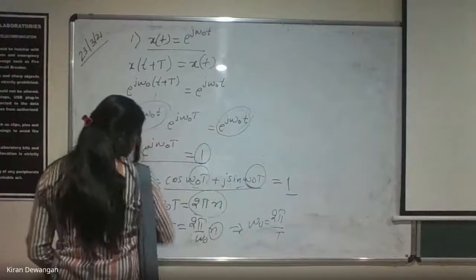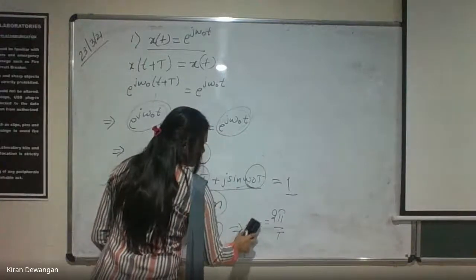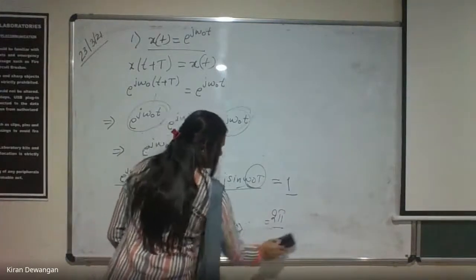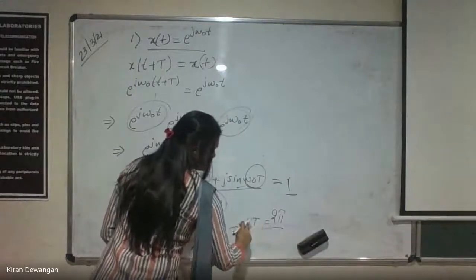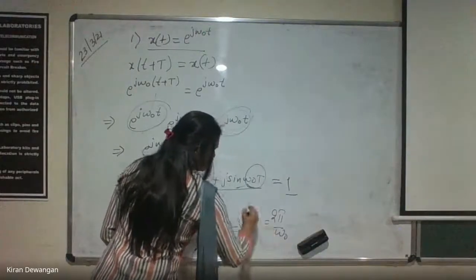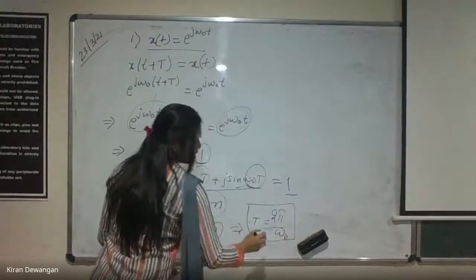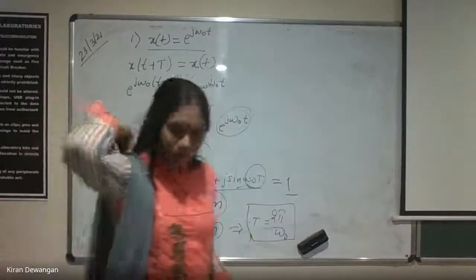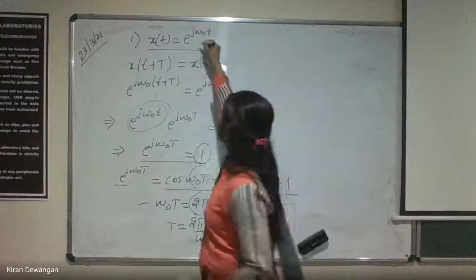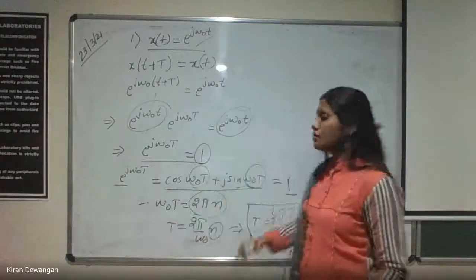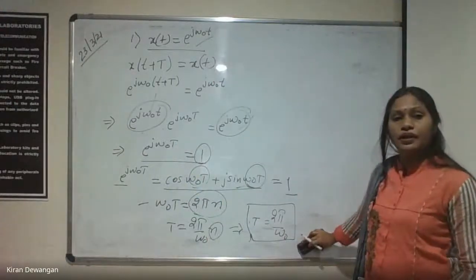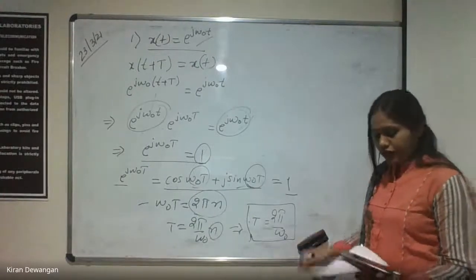we are finding out the fundamental period, right? T is equal to 2 pi by omega naught. So this is the fundamental period of the signal given to us. This is how we'll find the fundamental period of any particular signal given to us.